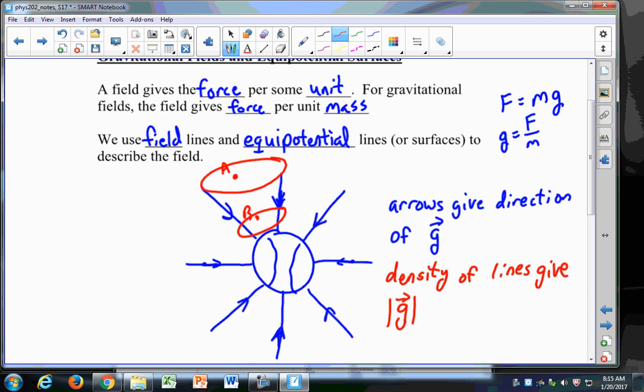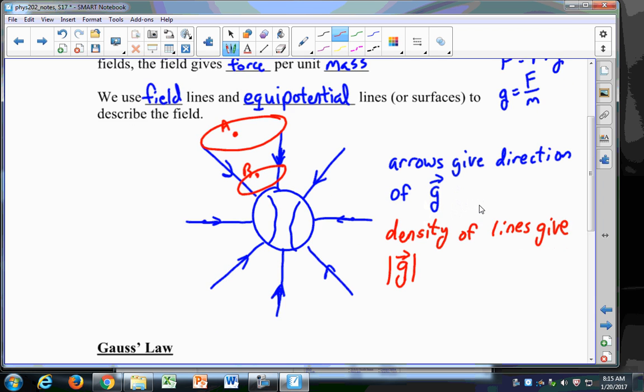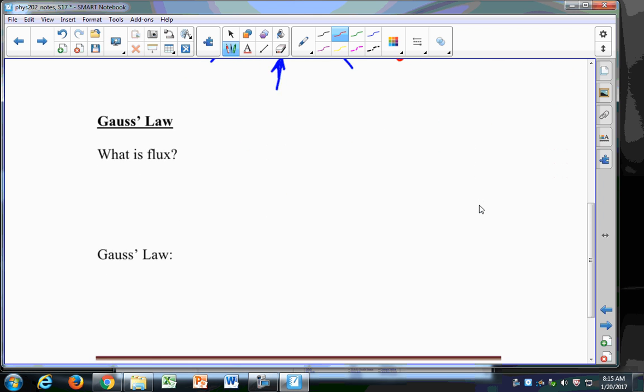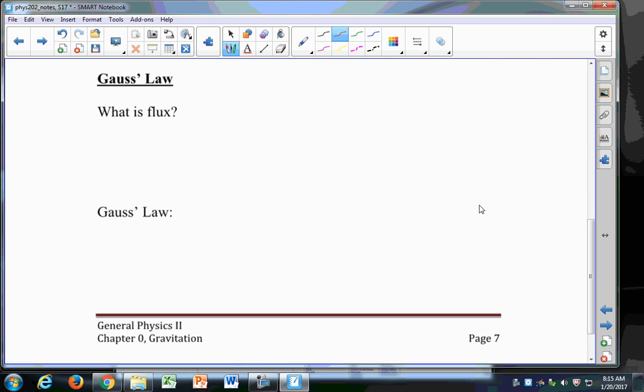You had a lab. You're going to have two labs on them, actually. The arrows give the direction of the field. The density of the lines give the magnitude. So where those lines are more closely packed, that's where it's bigger. Okay?